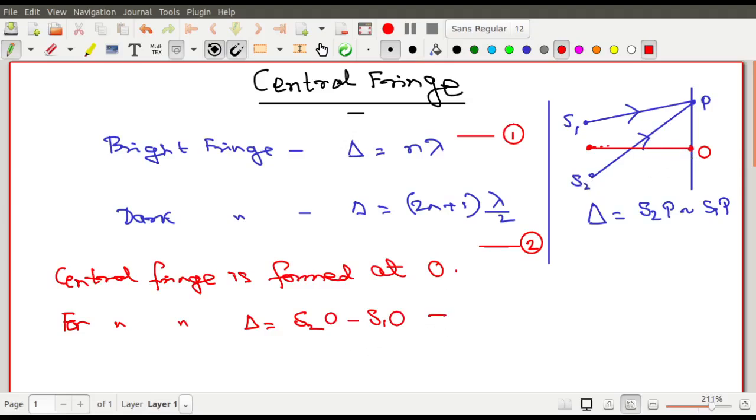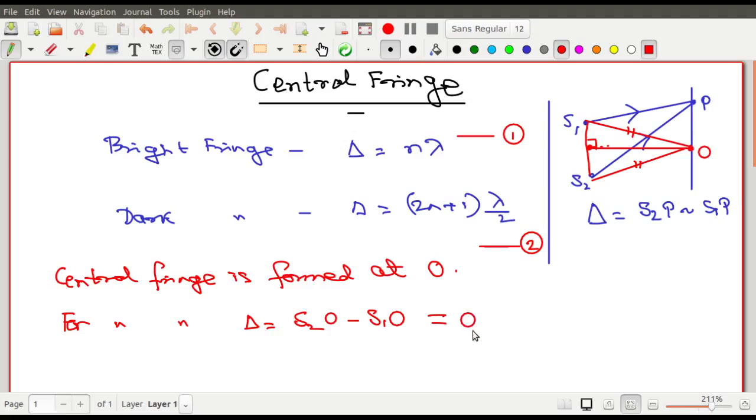And you see that this comes out to be 0 for the central fringe because it is at the center. You can think that this is a perpendicular drop on an isosceles triangle. Since this is the center, definitely these two lines will be of equal length. It is an isosceles triangle, so the two sides of the isosceles triangle are equal. That is why you may write S1O equals S2O. Okay, so have you understood why this is 0?